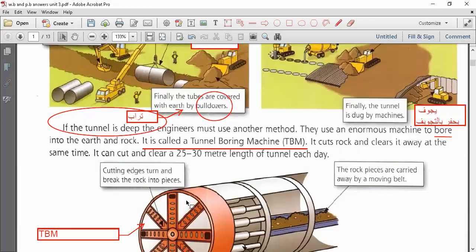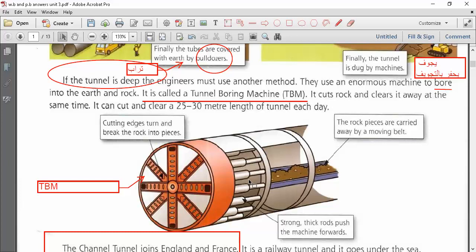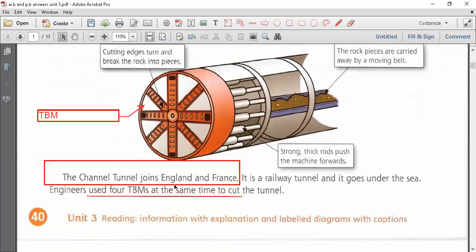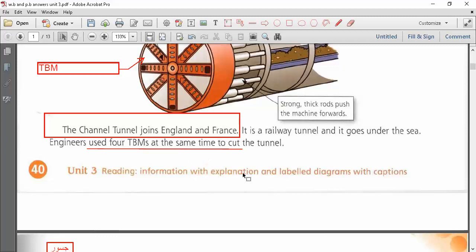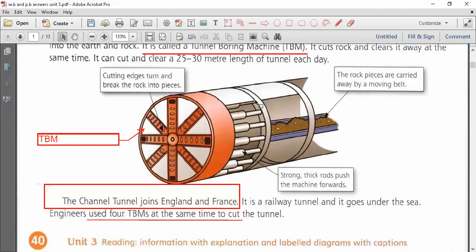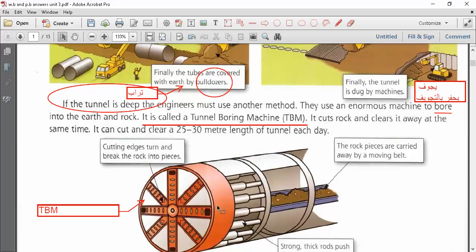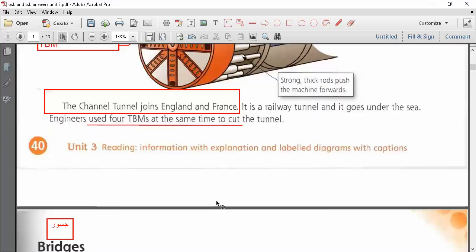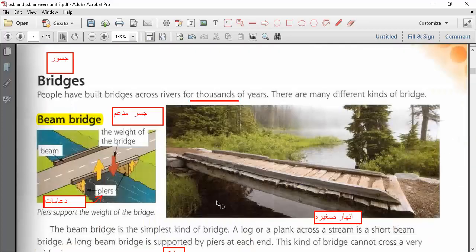But if the work is difficult, the tunnel is deep, the engineers must use other methods. They use TBMs. What is the TBM? It is a tunnel boring machine which bores into the earth and rock. It joins England and France, one of the examples, of course. This is the TBM. They use it to cut the tunnels, which are very deep and very difficult, because they bore in rocks.